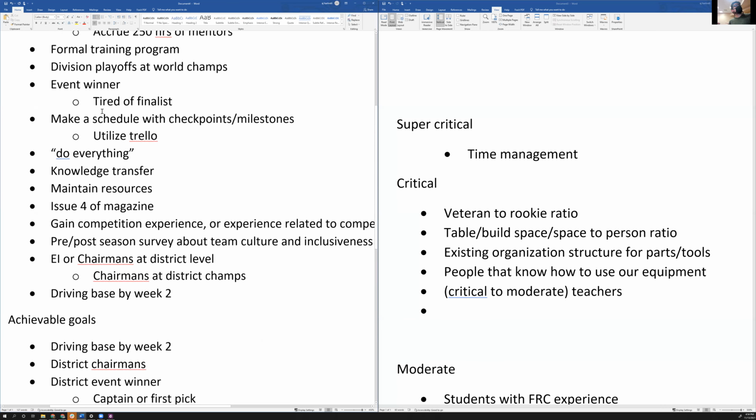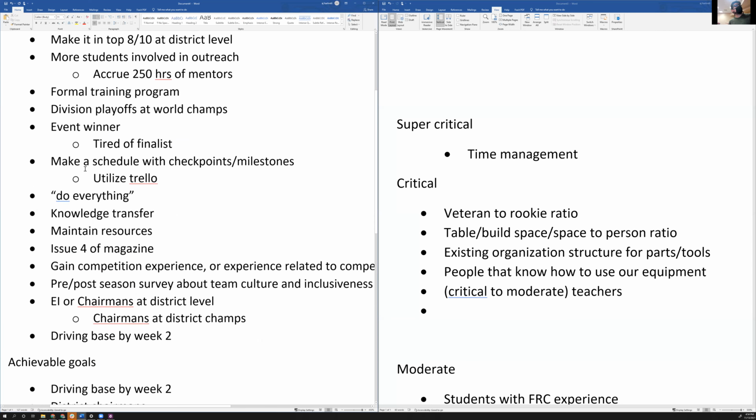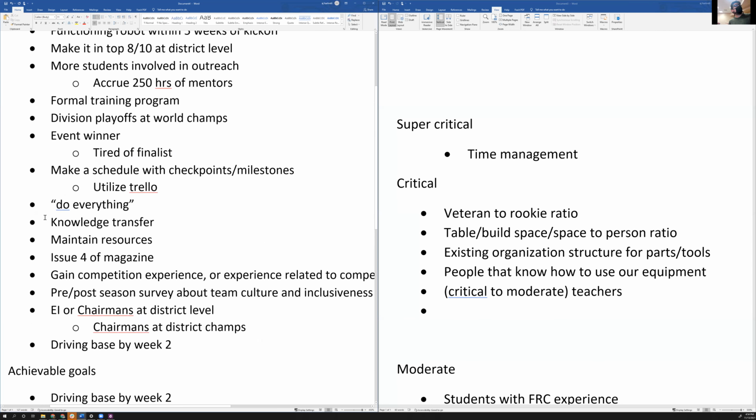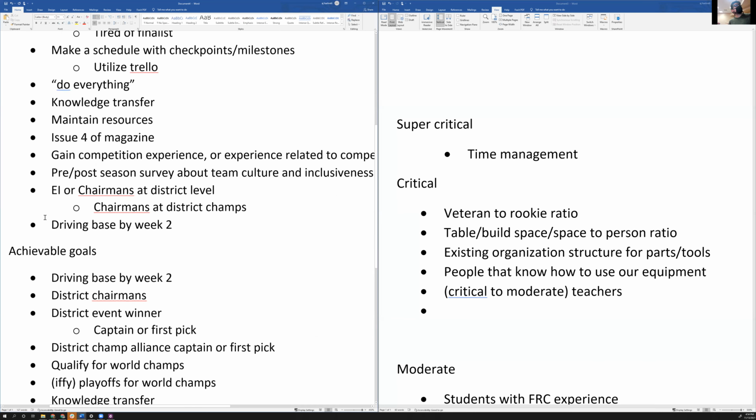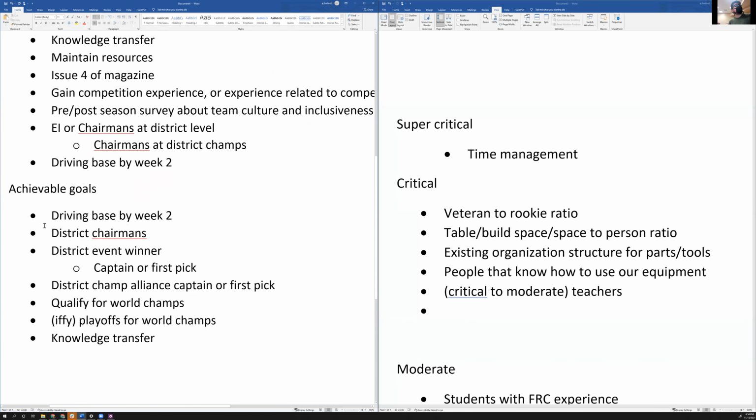If anything's not in here, it doesn't mean that it's not achievable. I'm just going to highlight the top things for what our team goals are going into the year. All right, does anybody have any objections or think that anything's missing or too much as far as what our team goals are here?